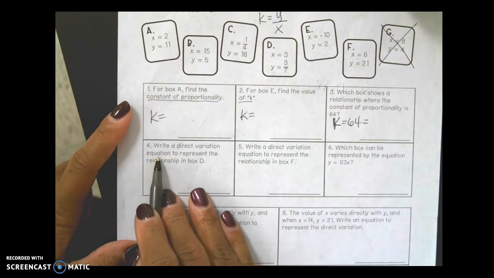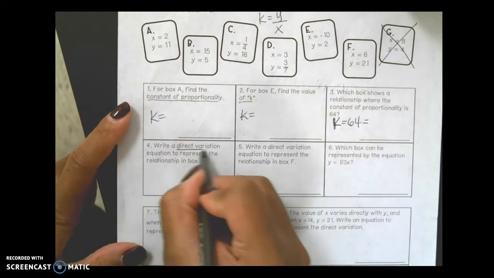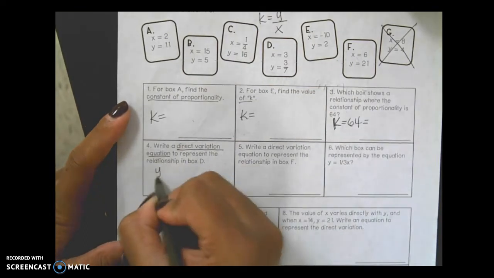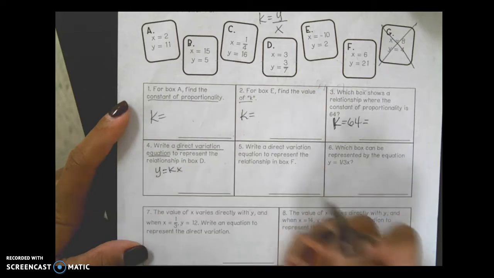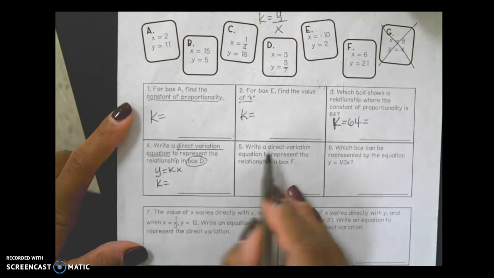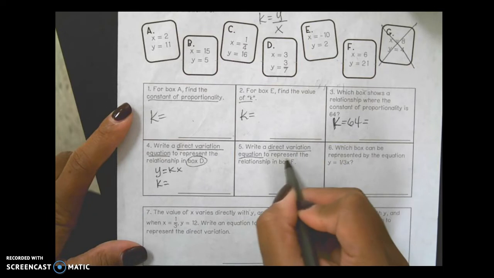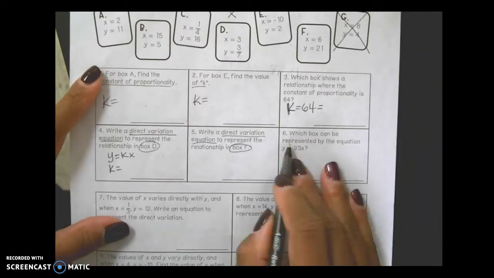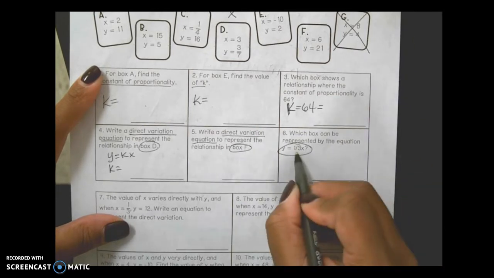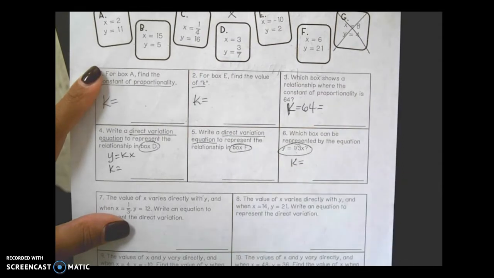Write a direct variation equation to represent the relationship in box D. If you were listening in class, direct variation equation is the same as y equals kx. But you still need to know what k is for box D. Write another y equals kx to represent the relationship in box F. Which box can be represented by the equation y equals 1/3 x? Who is that 1/3? K.